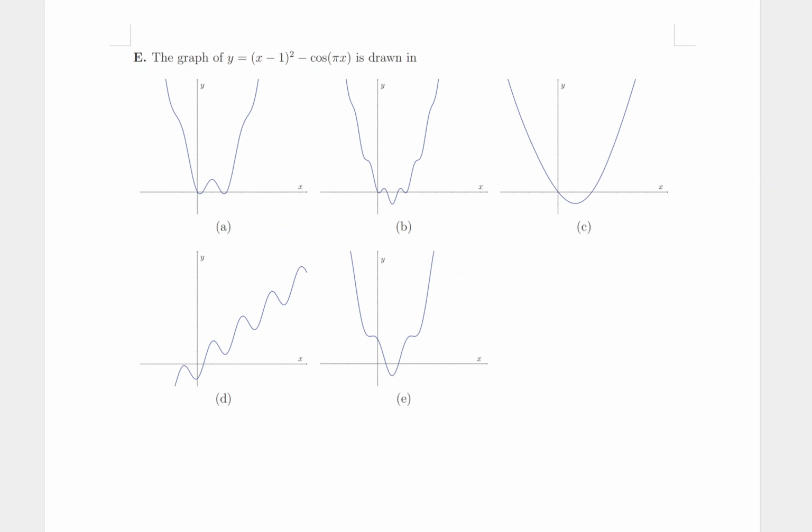Okay, 1E, graph question. Hooray! Okay, so the graph of y equals (x minus 1) all squared minus cosine of pi x is drawn in where?